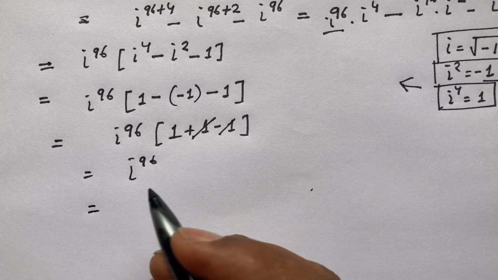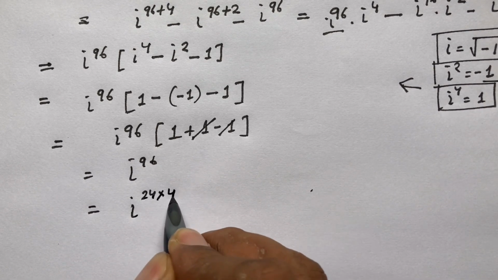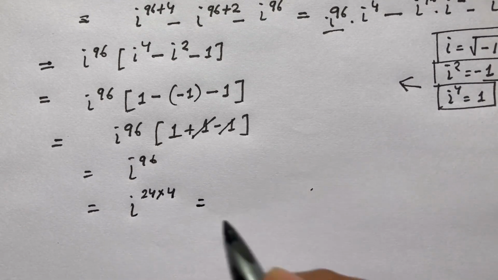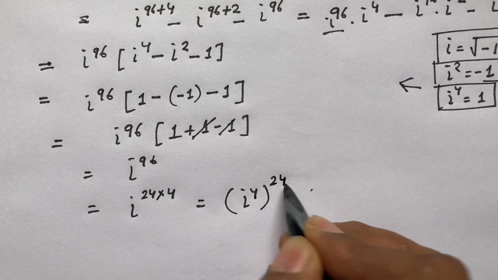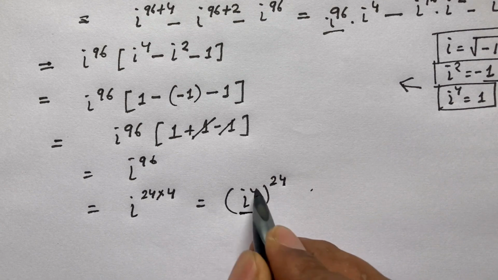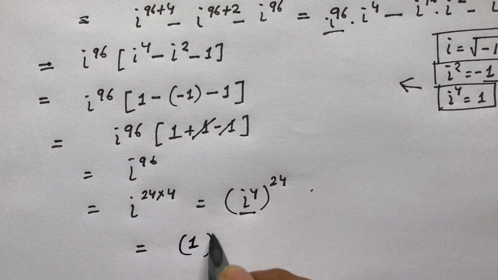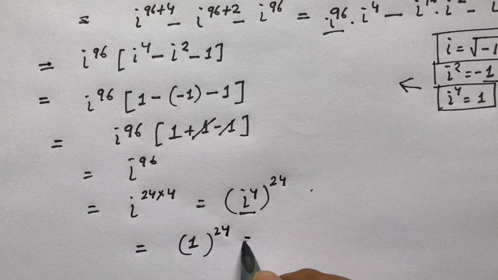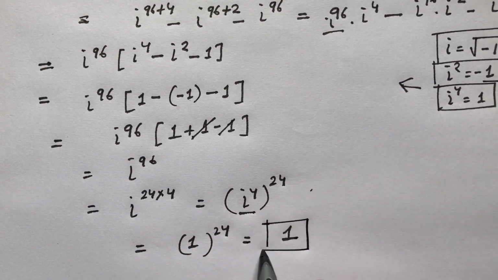i^96 can be written as i^(24 × 4), which equals (i^4)^24. As you must know, i^4 is 1. This equals 1^24, which equals 1. So 1 is our answer for this problem.